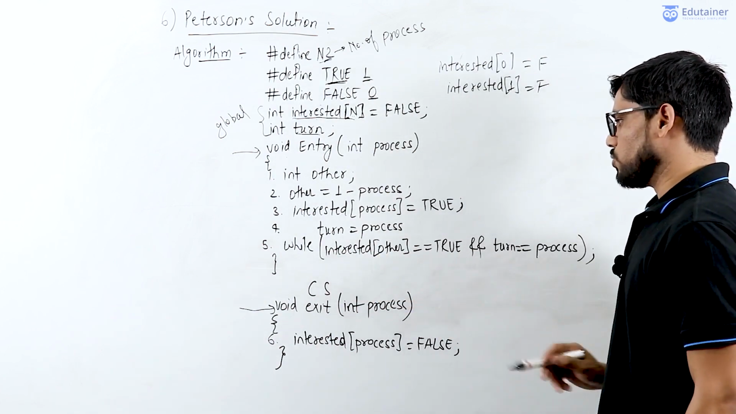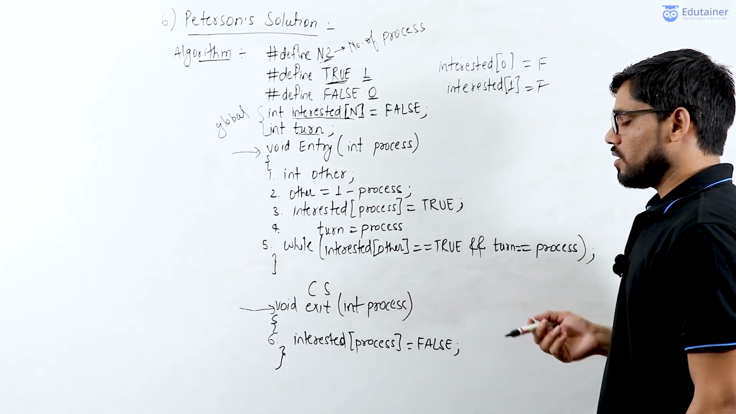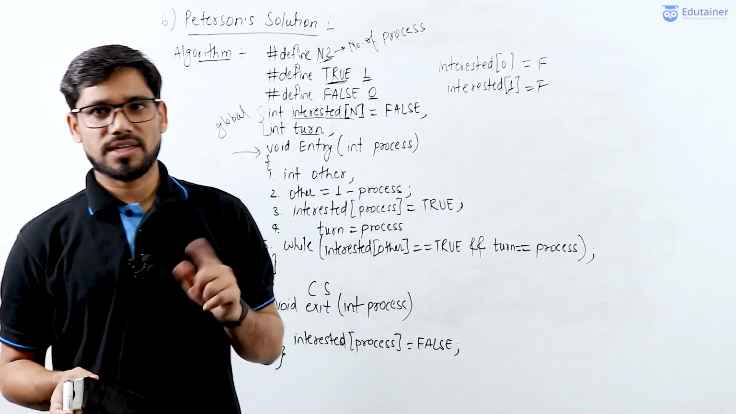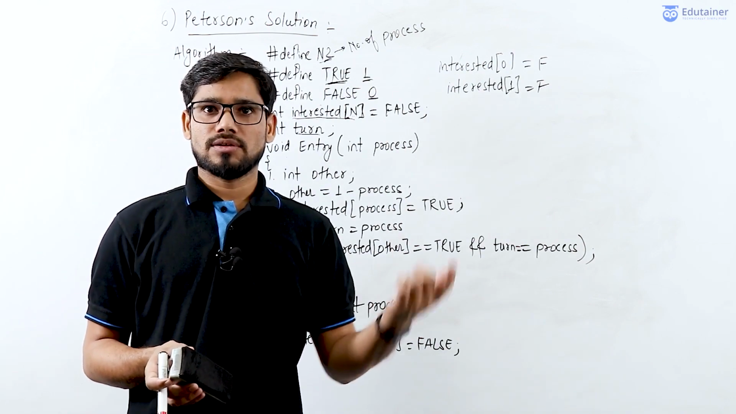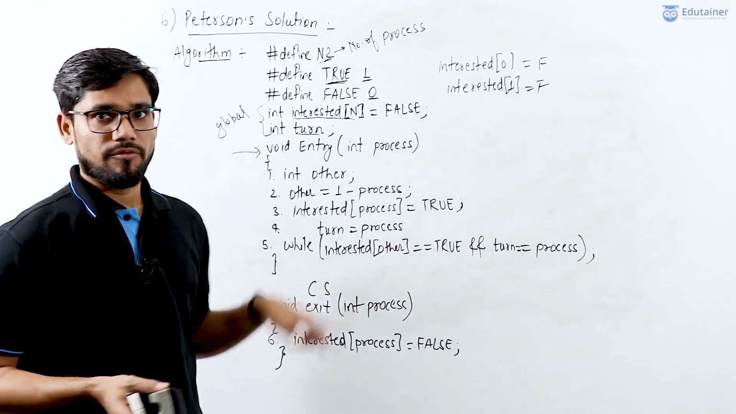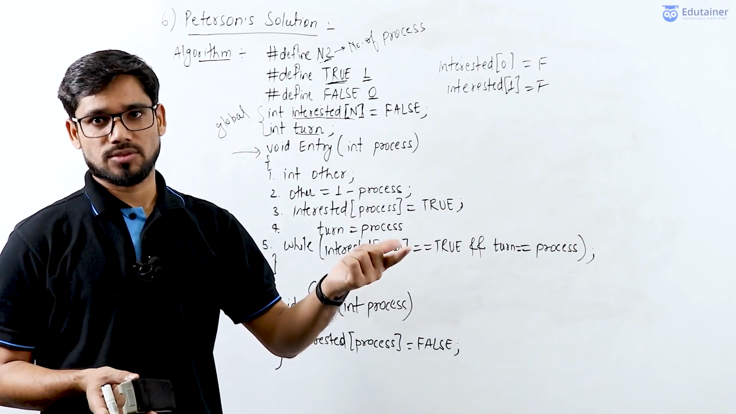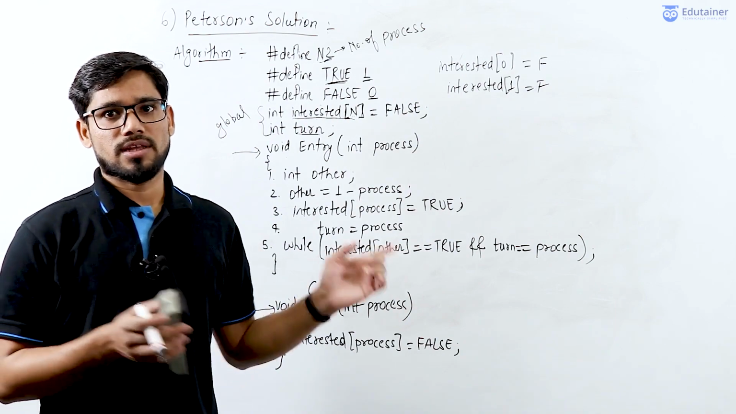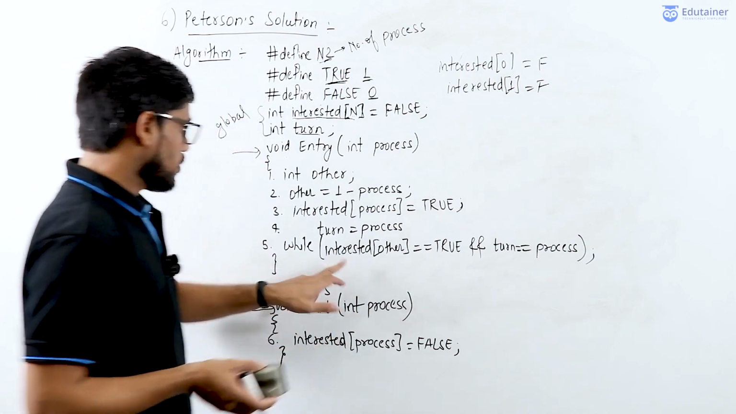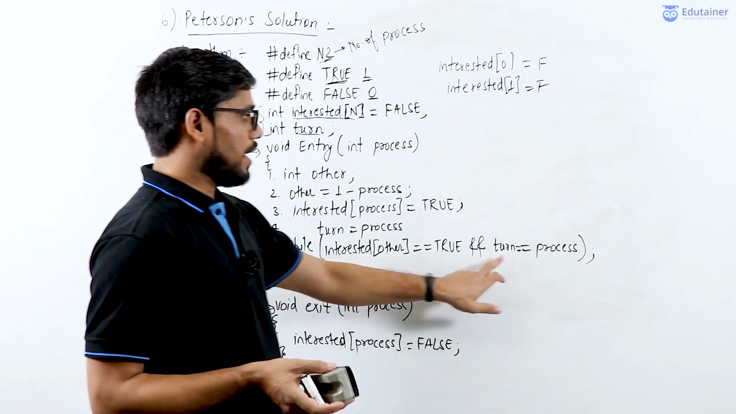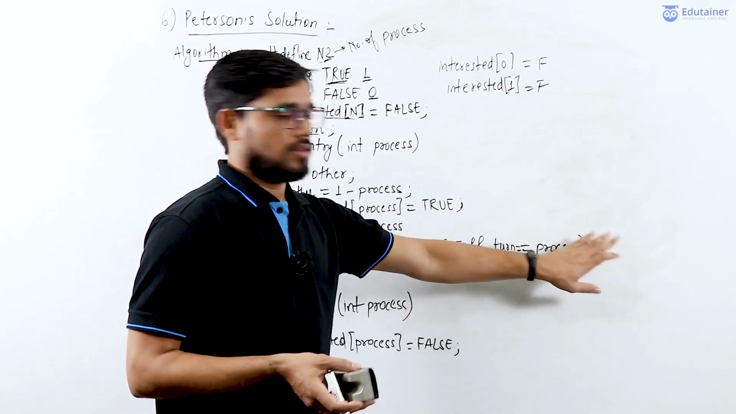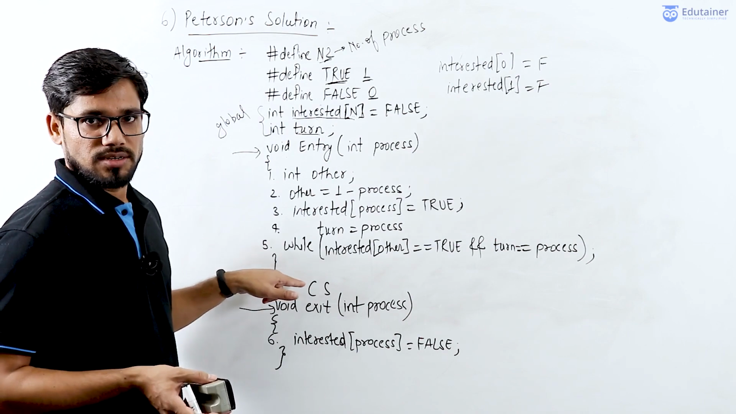Interested of other equal to true means we are checking whether, before I set my interested as true, anyone has already set their interested variable as true. If anyone set interested as true prior to me, then I will be stuck in the while loop and go into an infinite loop. So interested of other equal to true and turn equal to process. If this condition fails, then we will successfully enter the critical section.